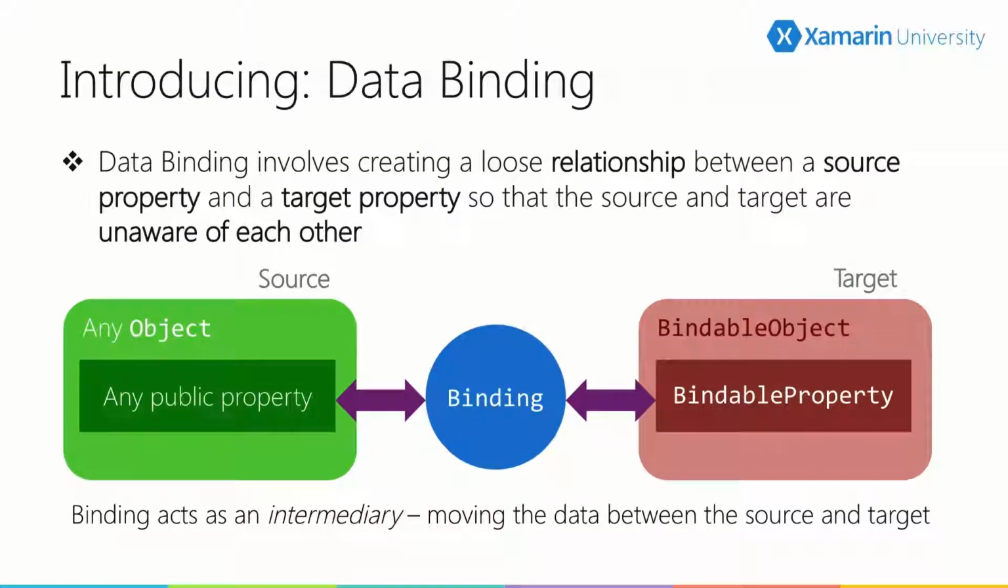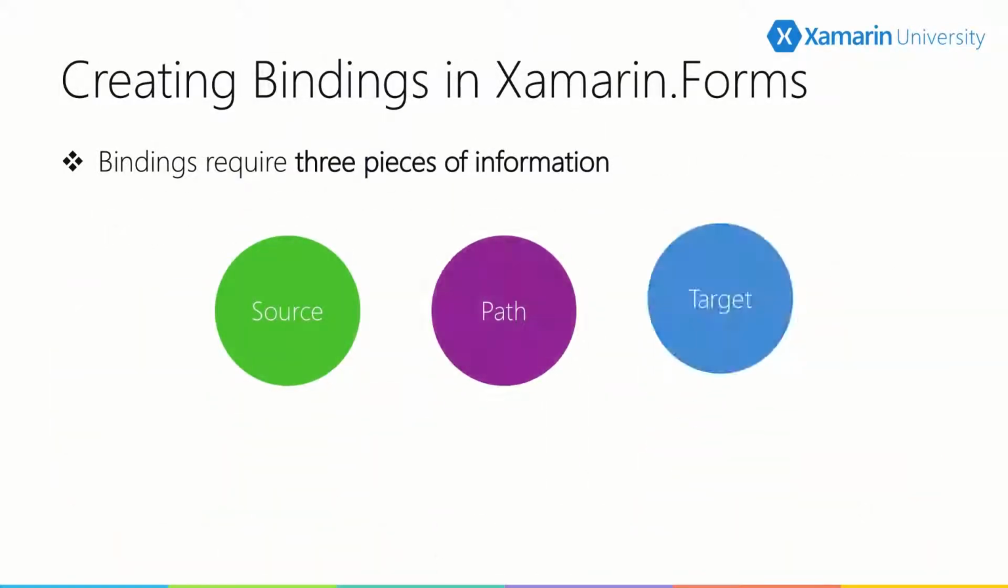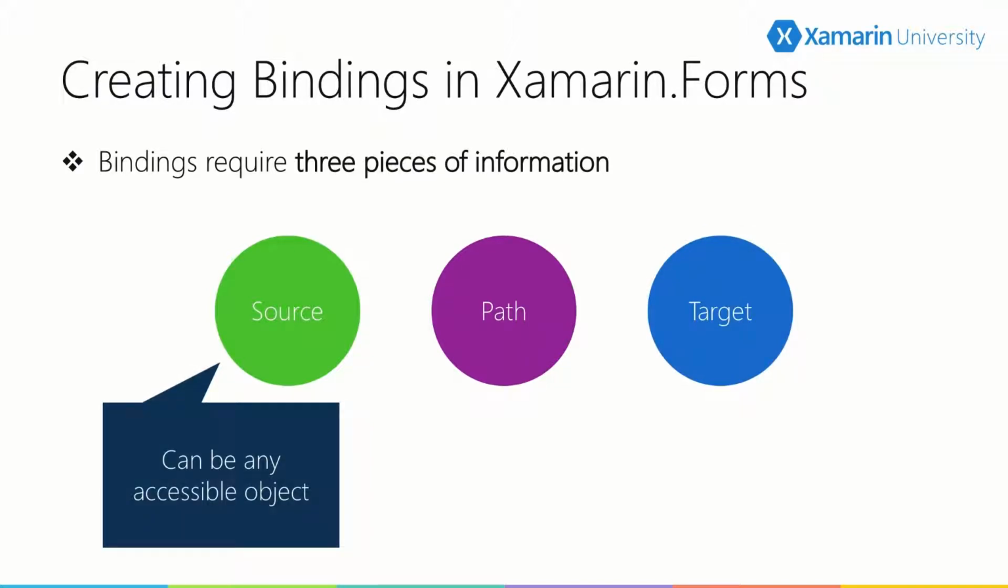Let's zoom in a bit. In order to create a binding, we will always need three pieces of information. We have already discussed them. Source, well, that's where our data is coming from. Any accessible object will work here, as long as it has got public properties.